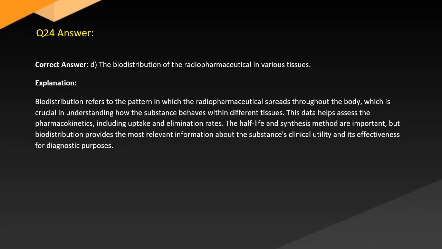Answer. Correct answer, D. The biodistribution of the radiopharmaceutical in various tissues. Explanation. Biodistribution refers to the pattern in which the radiopharmaceutical spreads throughout the body, which is crucial in understanding how the substance behaves within different tissues. This data helps assess the pharmacokinetics, including uptake and elimination rates. The half-life and synthesis method are important, but biodistribution provides the most relevant information about the substance's clinical utility and its effectiveness for diagnostic purposes.